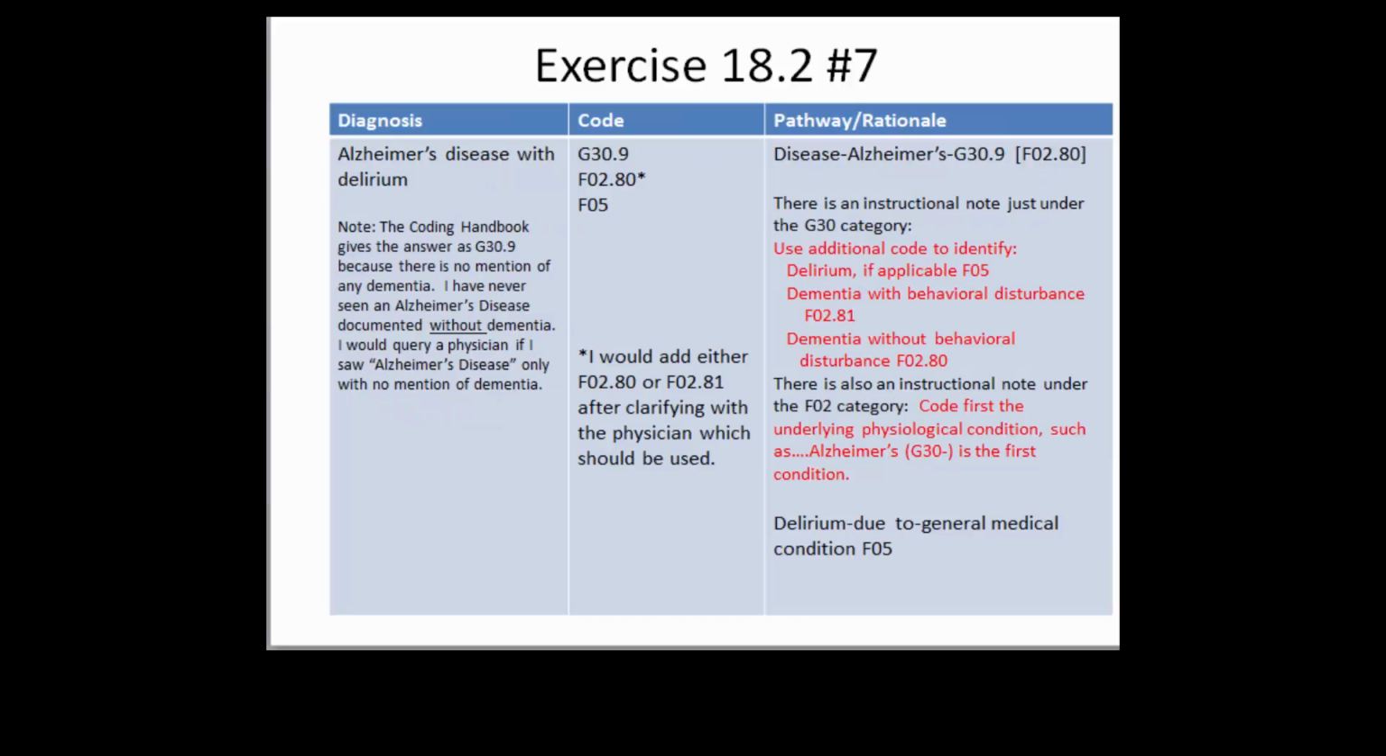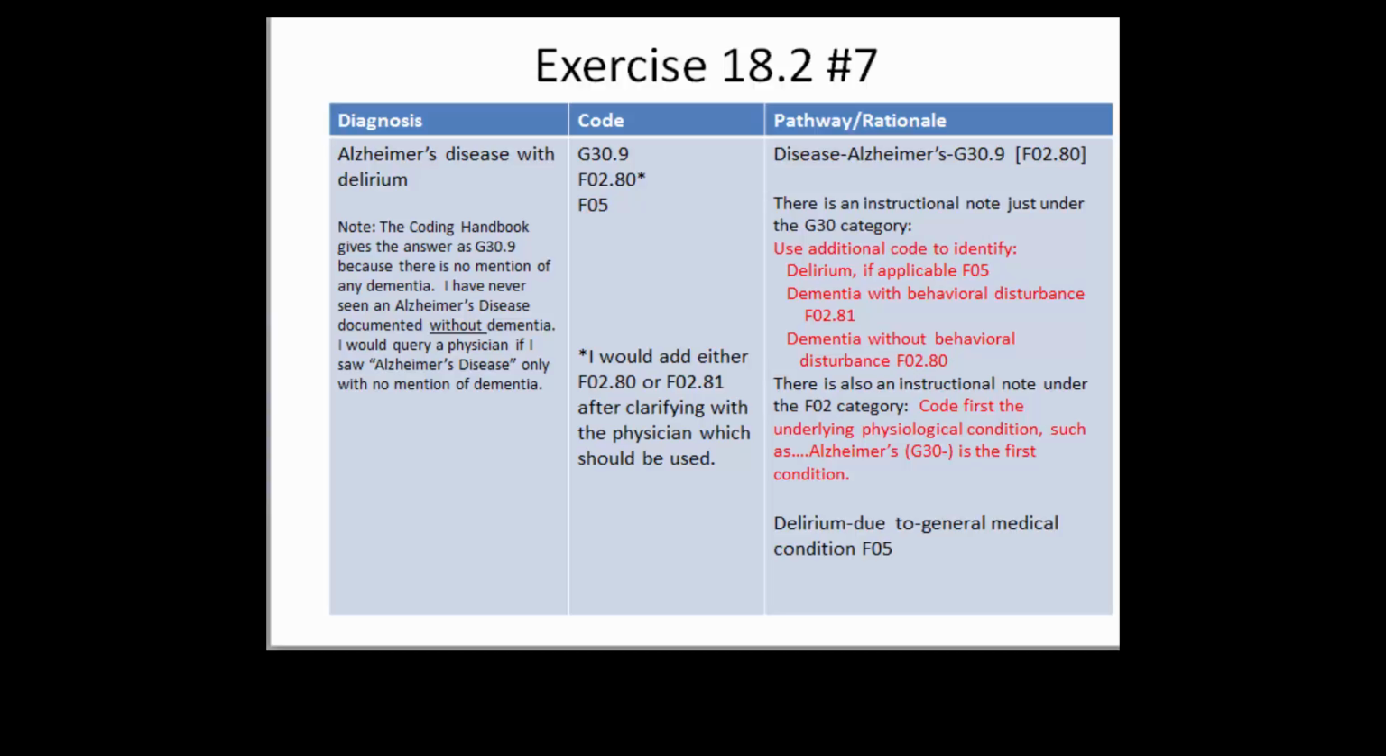Okay, I wanted to talk about this disease. Alzheimer's disease with delirium is exercise 18.2 number 7. The coding handbook, I have the answers in the coding handbook, and she gives the answer as G30.9 because in this particular diagnosis that we've been given, Alzheimer's disease with delirium, there's no mention of any dementia. But I have never seen Alzheimer's disease documented without dementia in all the years I've been reading medical records. So if I were in the hospital and I saw this, I would query a physician if I saw only Alzheimer's disease with no mention of dementia.